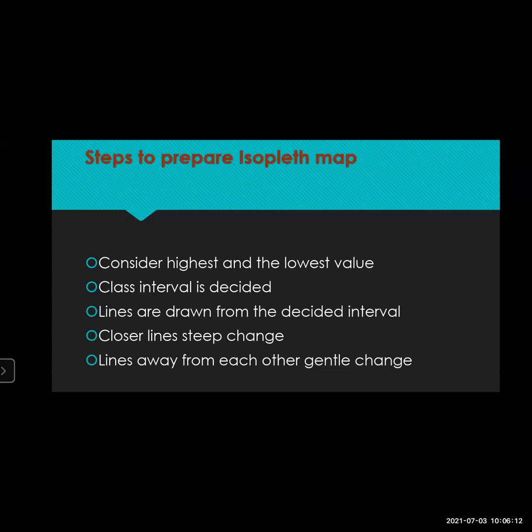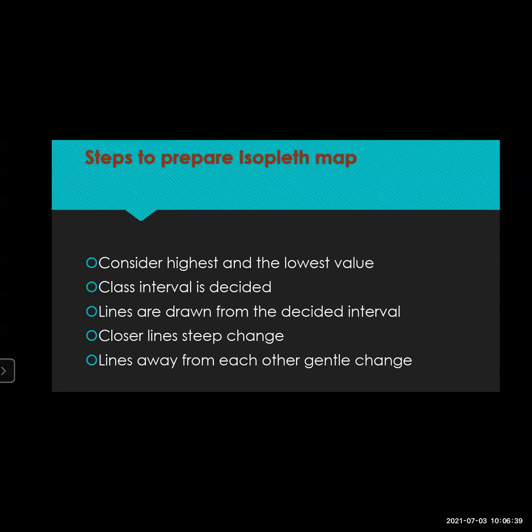So we'll go to the next slide, that is the steps to prepare the isopleth map. Now we have done how to prepare the dot method. We have done the choropleth map. Now we'll see what are the steps to prepare the isopleth map. If you see, some points are going in the same way for all the three types of method. Now students, let's see this.